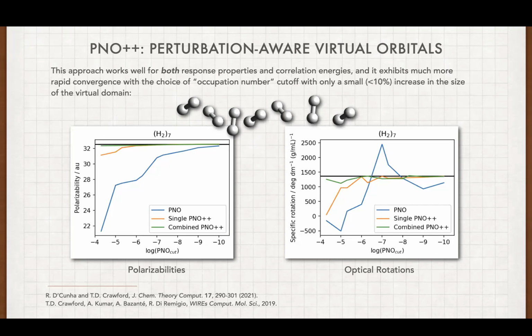It's a little bit more difficult for optical rotations. Optical rotations are harder because of the mixed electric and magnetic properties, but it's still an improvement over the original PNO, which is simply erratic.